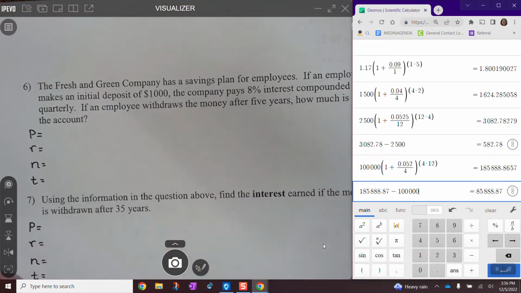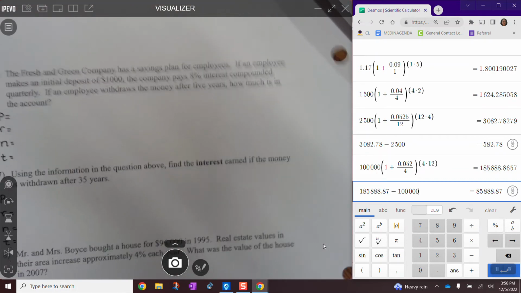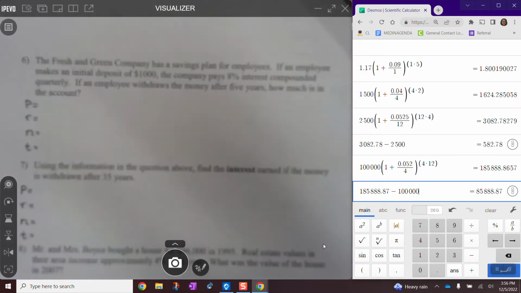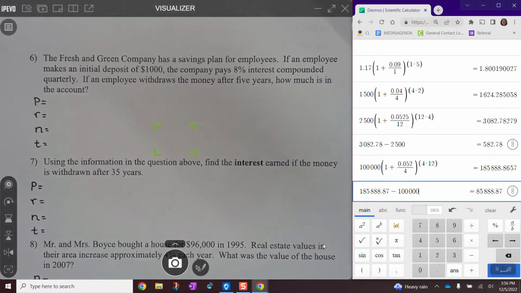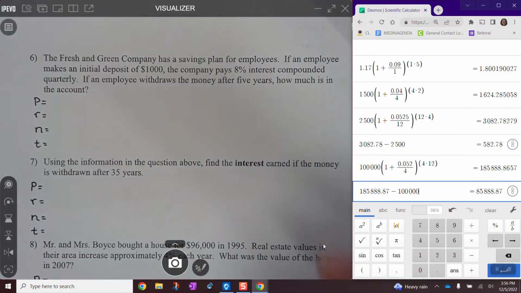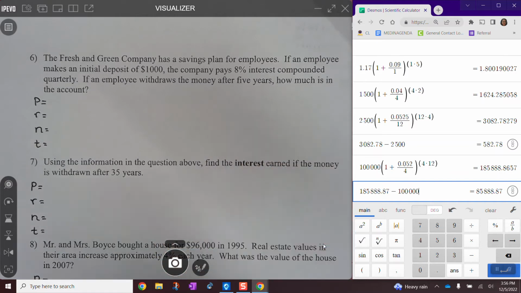Right. The Fresh and Green Company has a saving plan for employees. If an employee makes an initial deposit of 1,000, the company pays 8% interest, compounded quarterly. If an employee withdraws the money after 5 years, how much is in the account? So this time they're not asking us for interest, they're asking us for the new balance after 5 years. So we just have to use the formula.